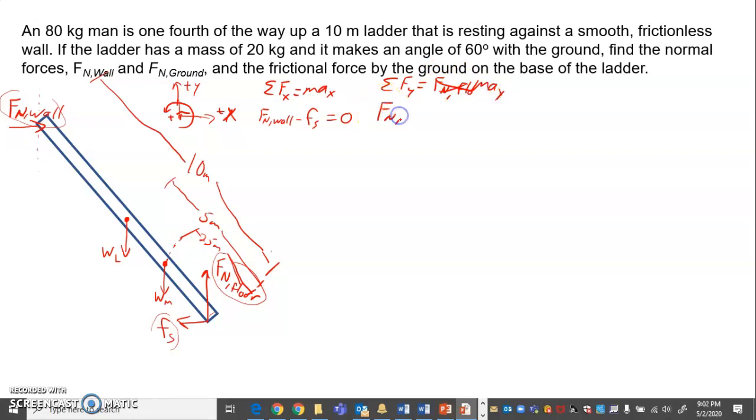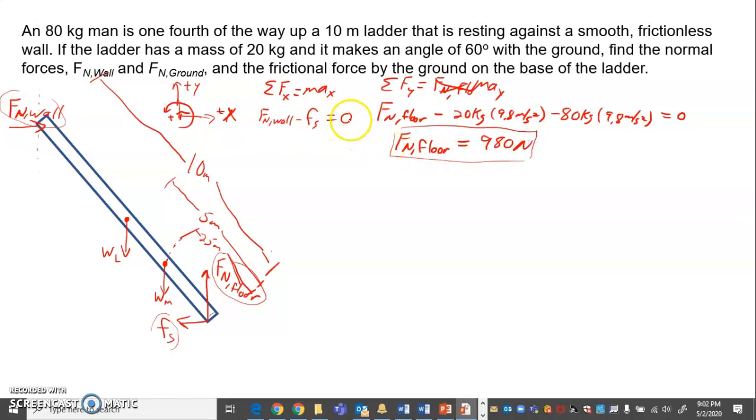So F in floor minus, let's see, we have 20 kilograms times 9.8 meters per second squared. That's for the ladder. Minus 80 kilograms times 9.8 meters per second squared equals 0. So this is the normal force from the floor, and that is going to be equal to 980 newtons. So that's one of our unknowns.